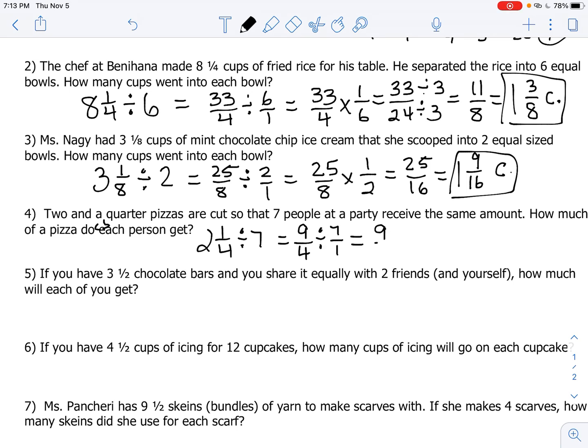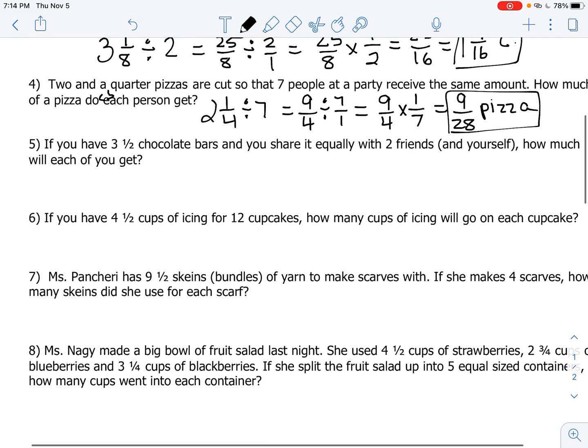We're going to keep the first fraction how it is, multiply it by the reciprocal. So we're going to flip the 7/1 into 1/7, and that becomes 9/28. So each person got 9/28 of a pizza.